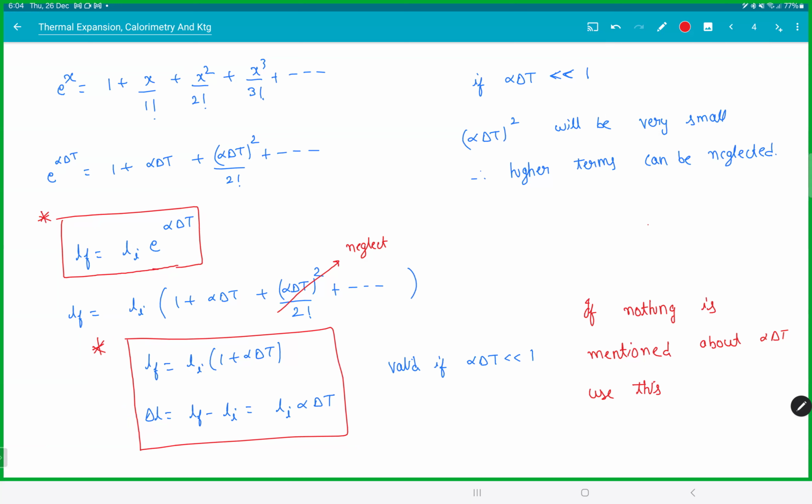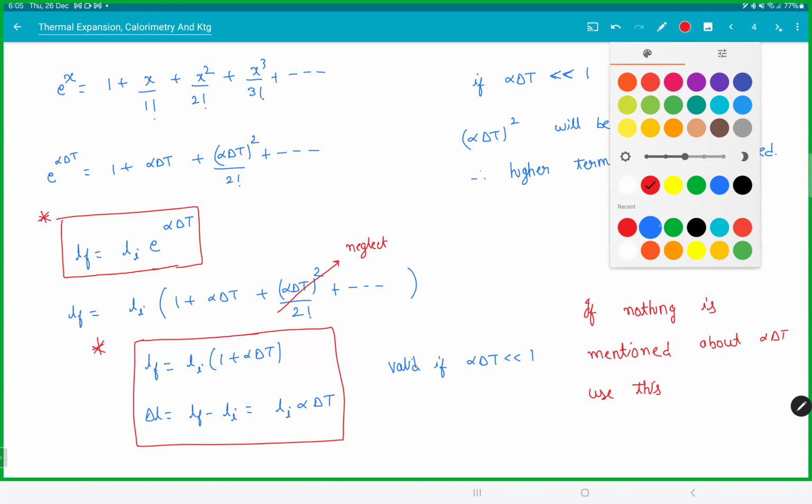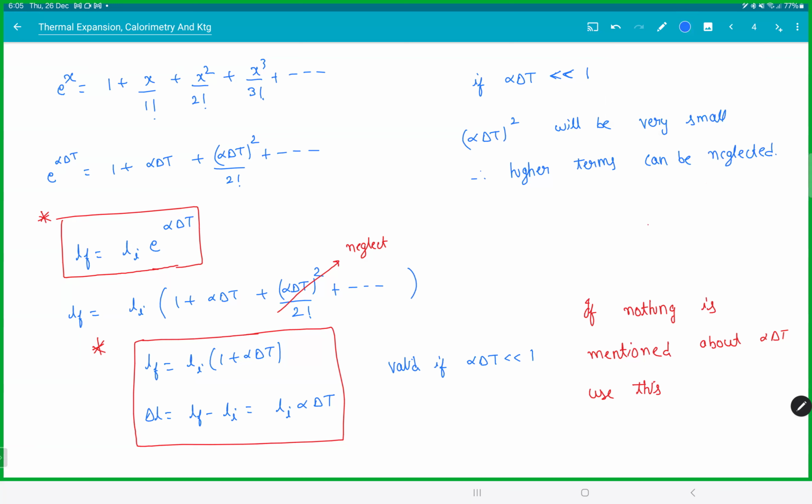Now, in 99% of the problems we use this only: L into 1 plus alpha delta t. I'll show you an exponential thing also later on, but that's an exception. That is valid only when alpha delta t is comparable. Yeah. So this is what you actually learned. So the whole story which I'm telling you from last half an hour is this. L final is L initial into 1 plus alpha delta t, or change in length is L initial alpha delta t. We are going to play with this thing in the whole chapter. But I hope everyone is clear why materials expand.